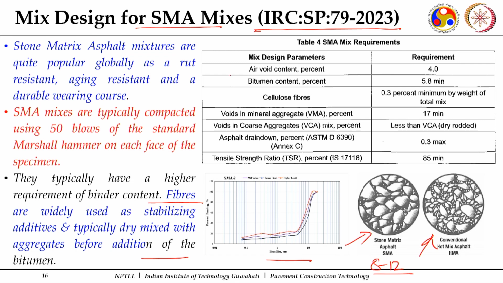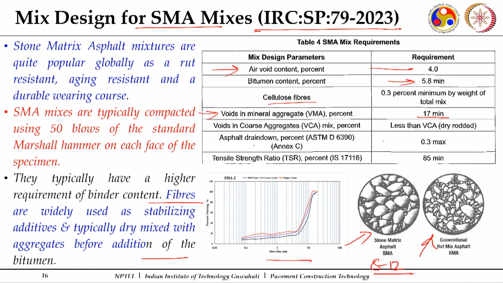And if you see the requirements, here also the requirements are very similar. It directly says go for 4% air void content for determination of your optimum binder content, and it says minimum binder content starts at 5.8%. Then cellulose fibers, this is one type of fiber for stabilizing additives. Voids in mineral aggregate are to be quite high, so it says 17 as a minimum value, so that you can accommodate more of the binder in this particular mix.